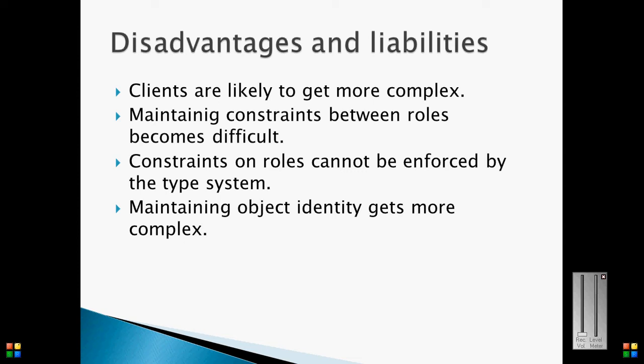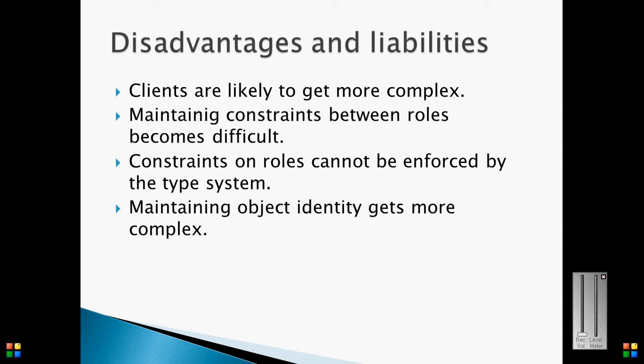Constraints on roles cannot be enforced by the type system. You might want to exclude certain roles from being attached to the same core object in combination, or certain roles may depend on the existence of others, that is, role dependencies. With the role object pattern, you can't rely on the type system to enforce the constraints for you. You will have to use runtime checks instead.